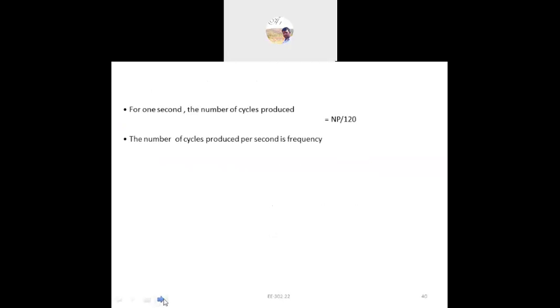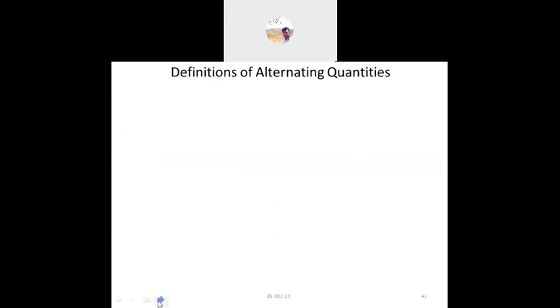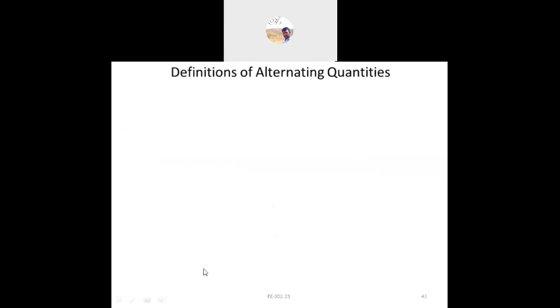Now we'll talk about instantaneous value, maximum value, frequency, time period, average value, RMS value, form factor, and peak factor. These are some definitions we have, and questions will come from them. While understanding, we have to know these quantities of AC, some definitions and topics we must know.